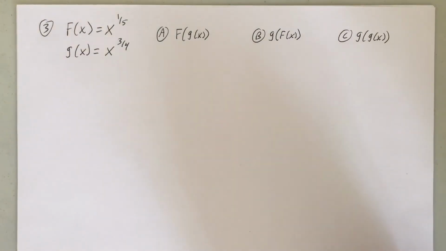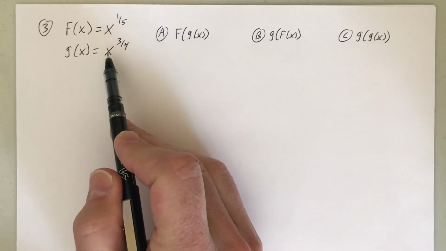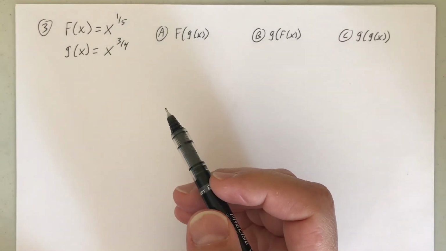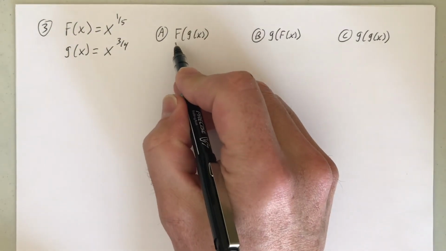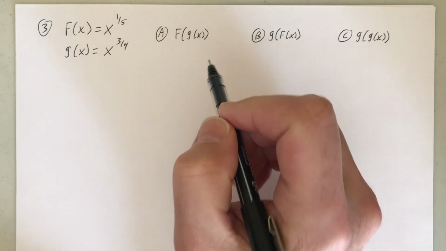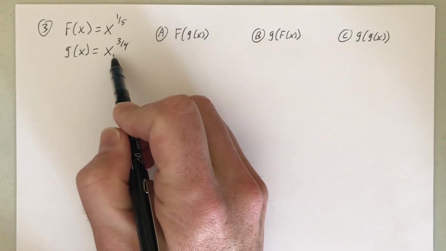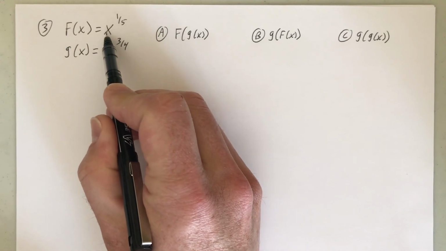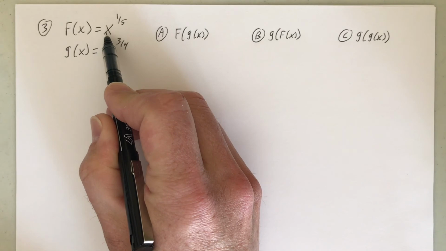All right, so here you are with number 3, and you can see our functions are a little different here. We have rational exponents, so we have to make sure we know the properties of exponents as we go through this. The first thing we'll do is f of g of x. Again, that means we want to take g of x, whatever that is, and plug that into every x in f of x. So this is going into this x right here.